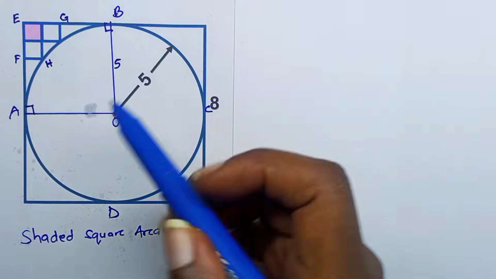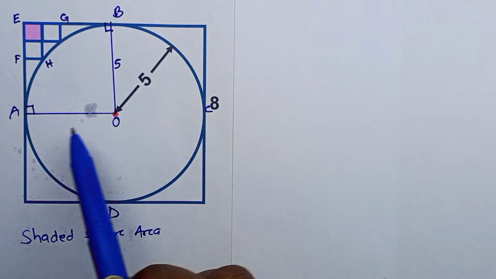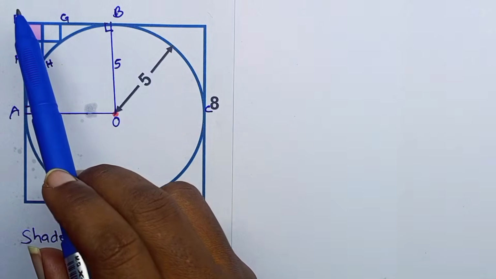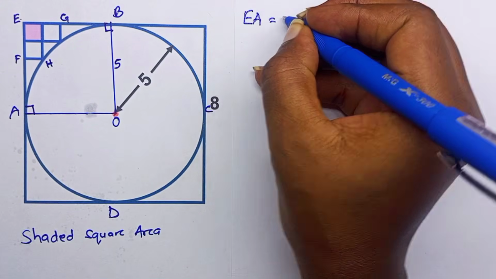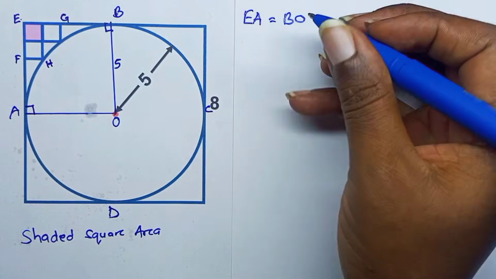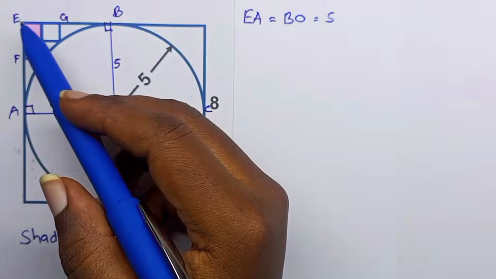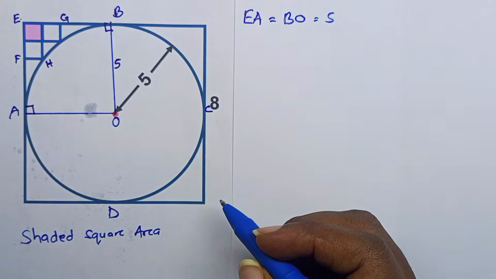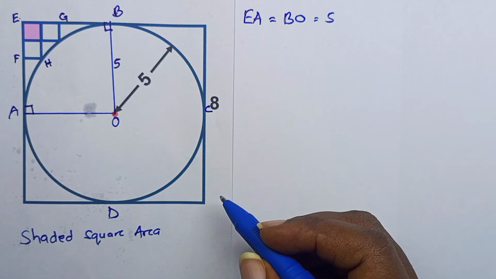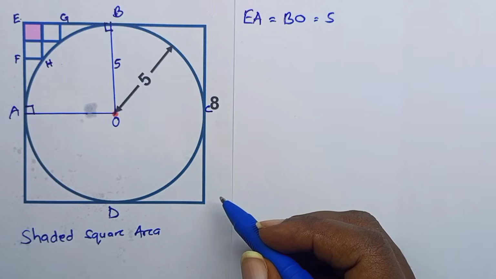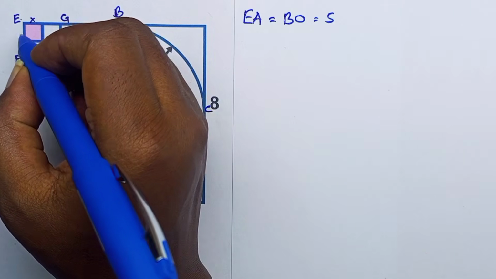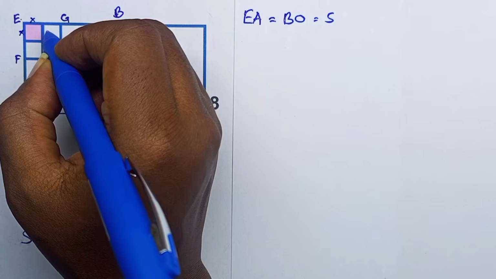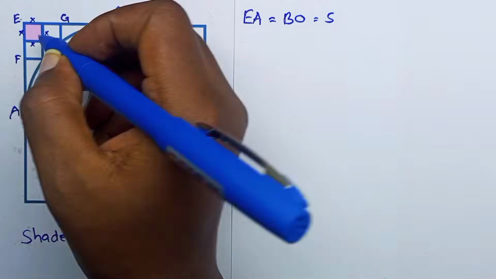Now as you can see, EBOA is a square, implying that side EA is equal to side BO, which is equal to 5. So this side EA is also 5. Now, supposing the side length of the shaded square is x, this will be x, this will be x, this will be x, and also this will be x.